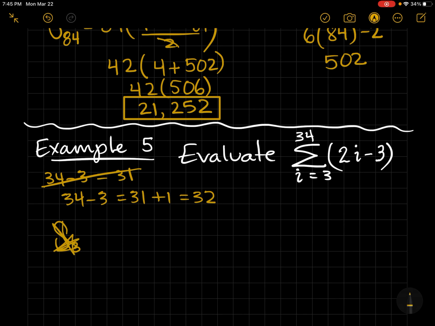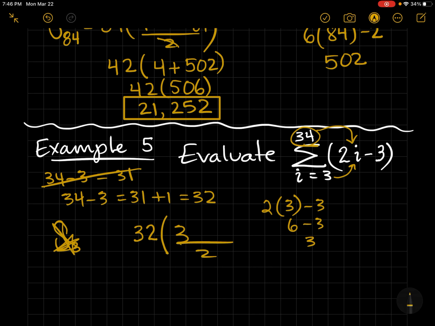So this summation, you don't even have to worry about that. You just want to know the number of terms is 32. And the first term, you're going to plug 3 in. So we get 2 times 3 minus 3. 6 minus 3 is 3. And then we're going to plug in 34, and that's our last term. So 2 times 34 minus 3. 68 minus 3 is 65.